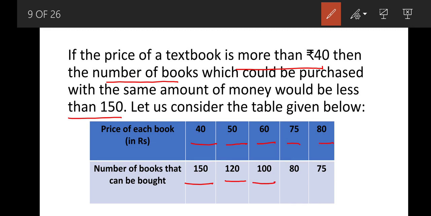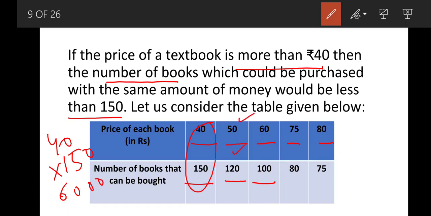Similarly for 75 and 80. And you must have observed one thing, that 40 into 150. As I told you, if it is a case of inverse proportion, their product should remain constant. 40 into 150, if you multiply, you will get 6,000. And 50 into 120, again you will get 6,000. Likewise, if you keep on multiplying these x and y, you will get this same product, that is 6,000.